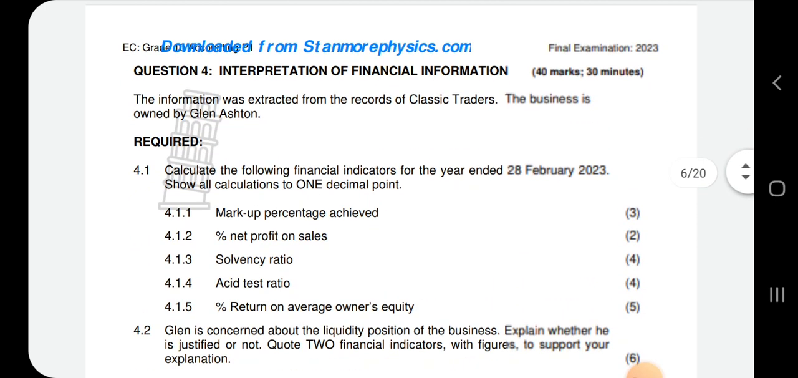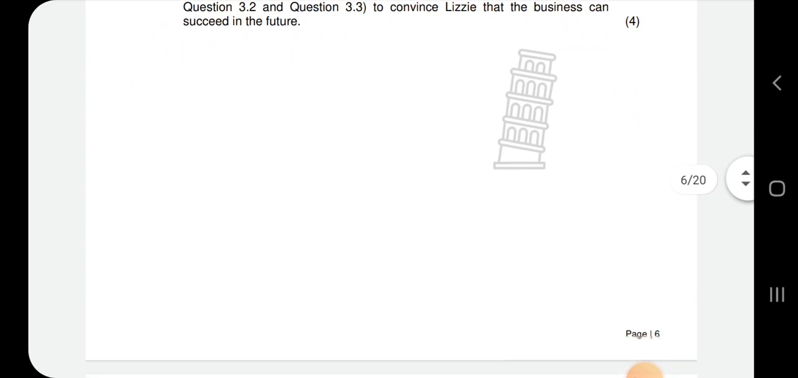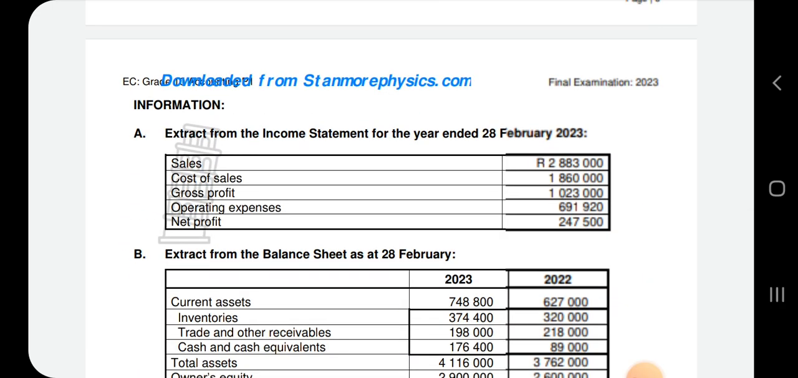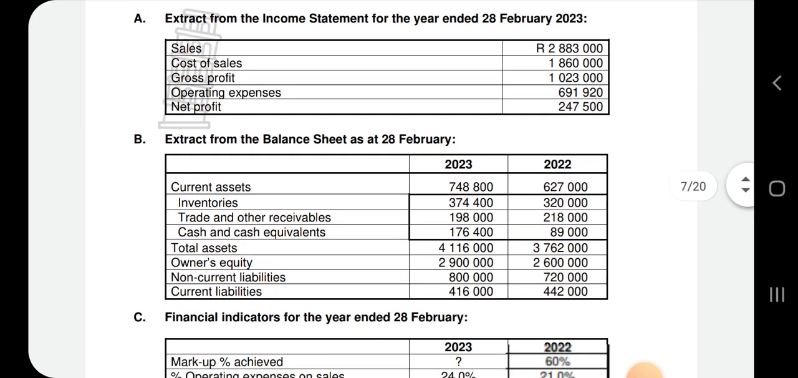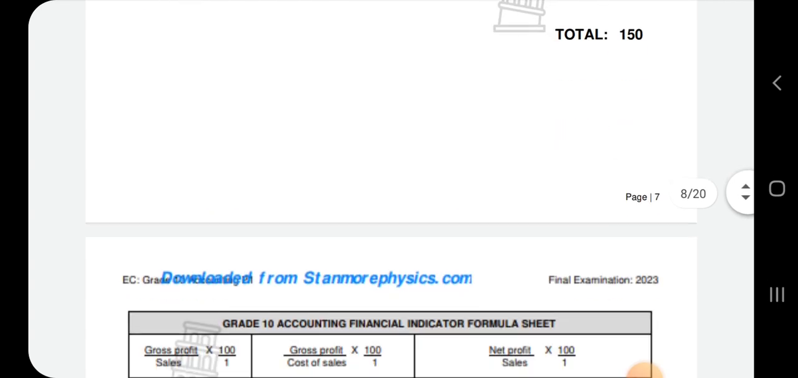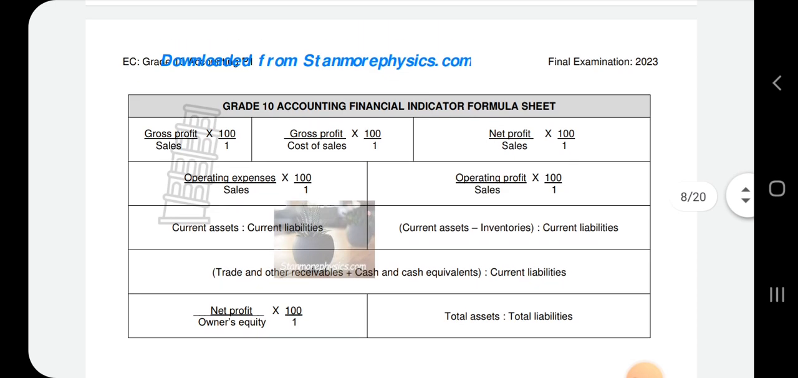That's 30 marks. And then we have interpretation of financial information. There we're going to be calculating those ratios and answering those questions. And then we have extract from the income statement for the year, extract from the balance sheet, financial indicators, and that is a total of 40 marks, 150. And then we will be given this financial indicator formula sheet. They won't tell you which one is which. You have to know.